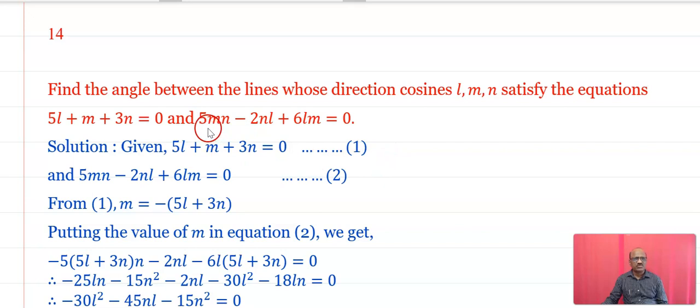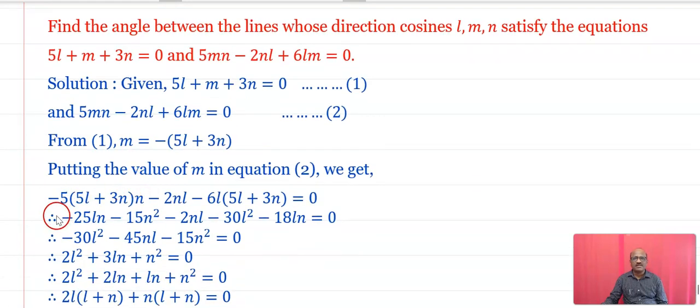What about the second equation? 5mn - 2ln + 6lm = 0. Now from the first expression, it can be written as m = -(5l + 3n). Put this value of m in expression number 2 and then you will get -5(5l + 3n)n - 2nl - 6l(5l + 3n) = 0.